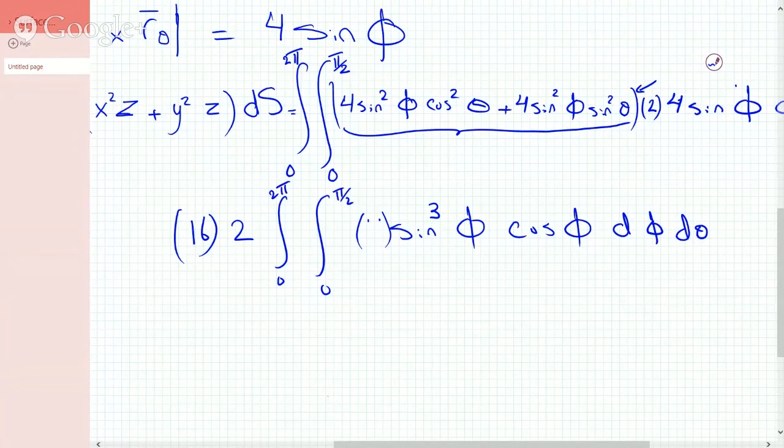And this is a fairly straightforward integral to evaluate. You could just call u to be sine phi, which will make cosine phi d phi to be du. So u substitution is sufficient. I will not go through the details, but as you can see in the original question, the answer is 16 pi after you carry over the integrations.